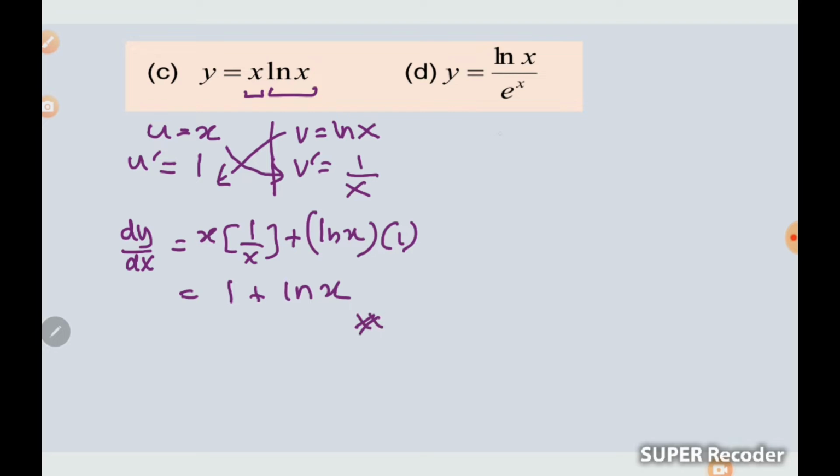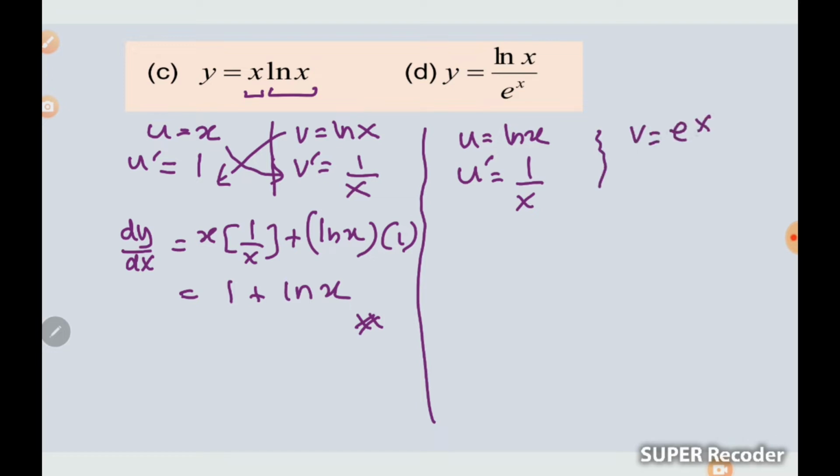Okay, what about D? y equals ln x over x. So u is ln x, u prime or du/dx equals 1 over x. Then we have v equals x, v prime equals 1. Substitute into the formula. This one we use the quotient rule.